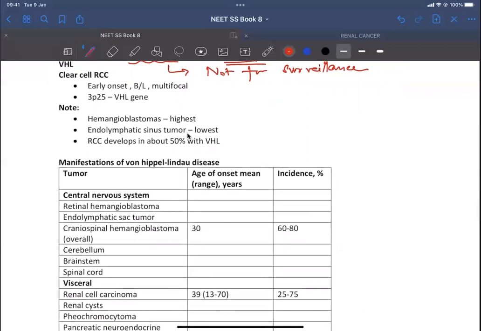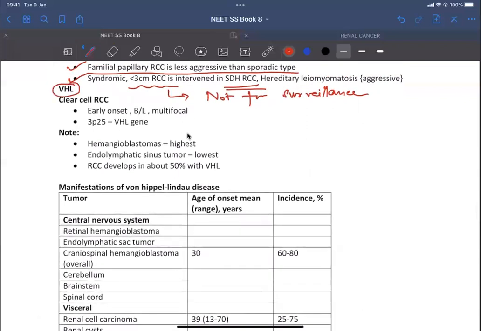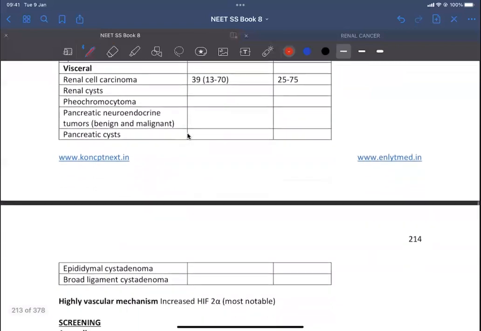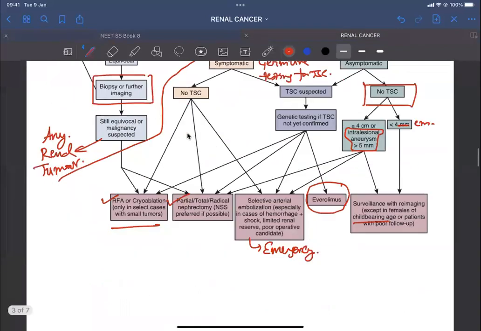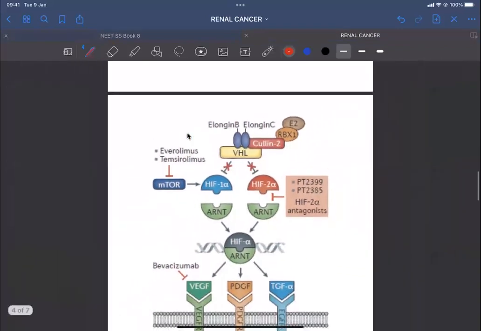So von Hippel-Lindau disease is a syndrome that's associated with multiple different tumors all over the body. The most common is hemangioblastomas in the CNS, and you get RCC in about 50% of patients. And what is the key element? It's HIF2 alpha. It's going to come up a bit later, but we can get it now.